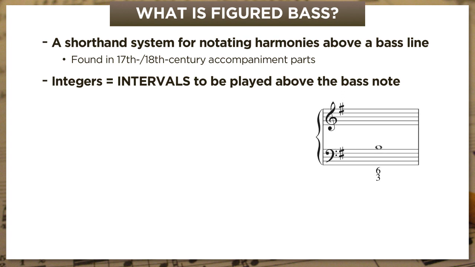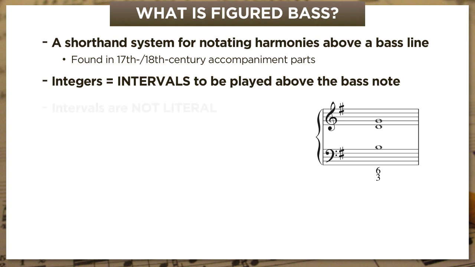So as a very simple example, here is a B with the integers 6 and 3 written underneath it. The 6 tells the player to play a sixth above the bass. In this case it's G, and the 3 tells them to play a third above the bass, in this case D. So we have just realized a very simple figured bass.